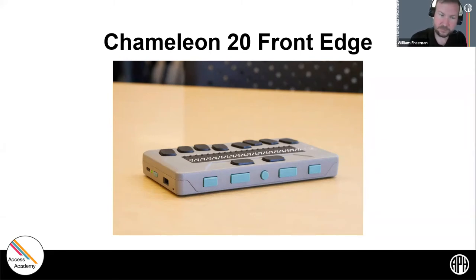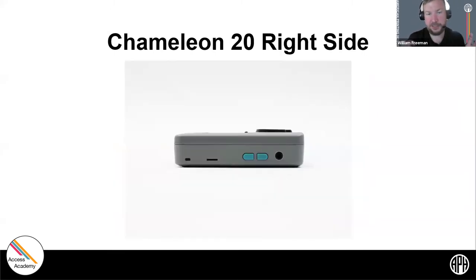On the left edge here is the same USB-C, power button, and USB-A. On the right side of the Mantis, or rather the Chameleon, there's a place for an audio jack, so the audio plug, and then the volume up and down buttons.